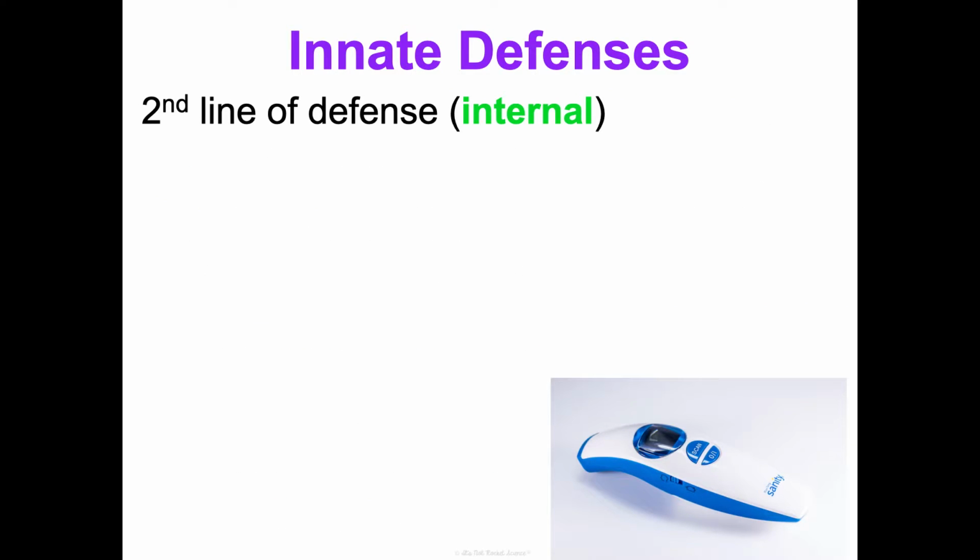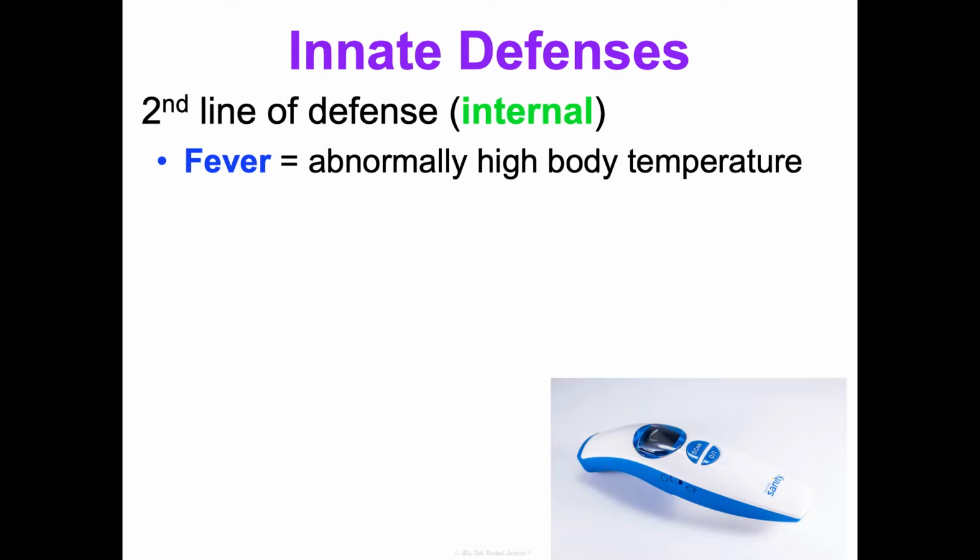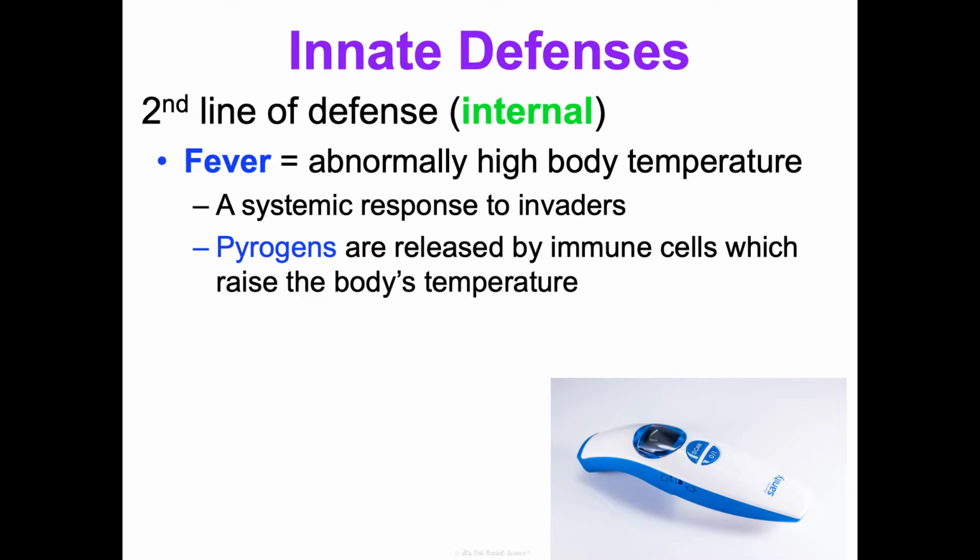All right, our second line of defense is still an innate defense, but it's internal. One of those mechanisms is using a fever. A fever is just an abnormally high body temperature, and it's a systemic response to invaders. As you know, a fever affects your whole body, even though you may only have bacteria present in one location. Essentially, pyrogens are released by your immune cells, and that raises your body's temperature, giving you the fever.